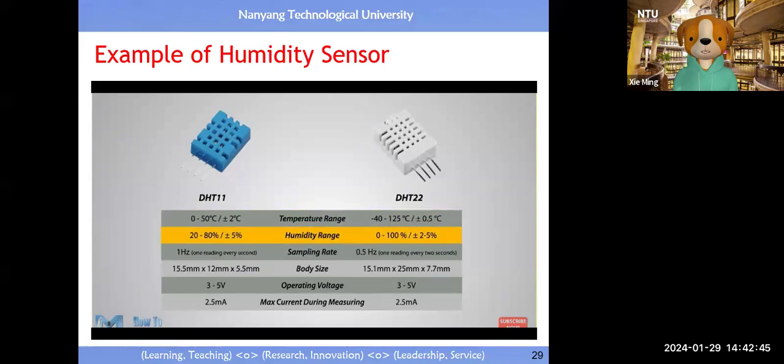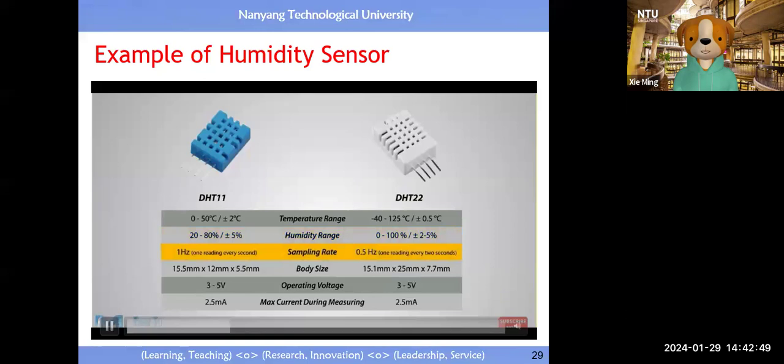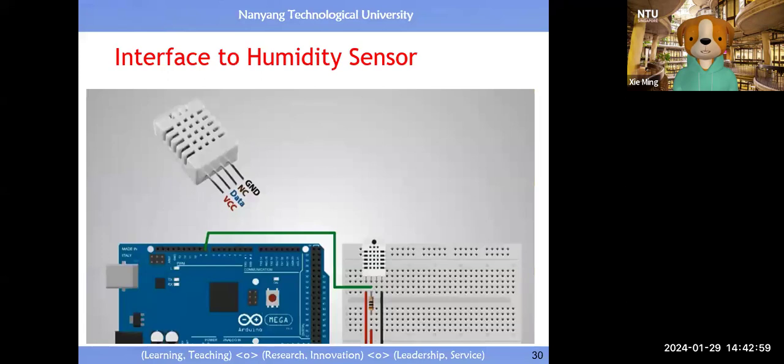So it's not like temperature or another physical quantity; you can only do the maximum in a very short period of time. 1 Hz means what? 1 second per reading, very slow. This is just for you to know. Okay, the rest should be okay.